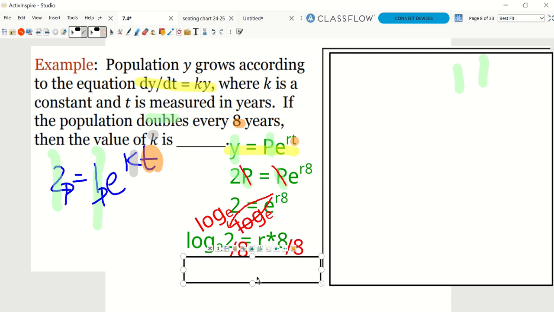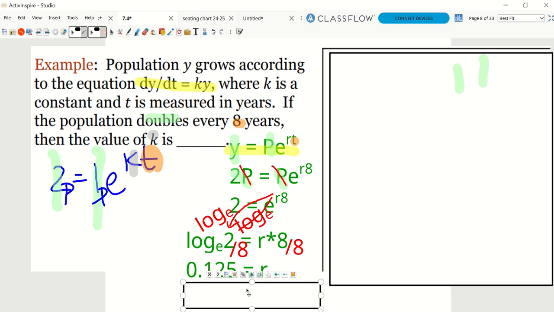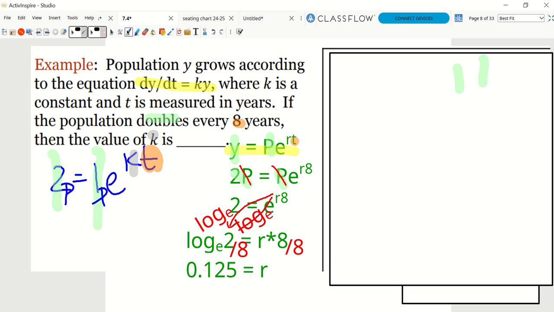And I get that. Divide both sides by 8, and R equals 0.125. Okay? All right. And so the value of K, which is the same as R, is 0.125. That's your growth rate. In this case, it's a decay.